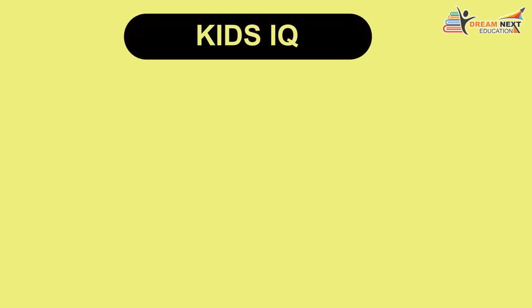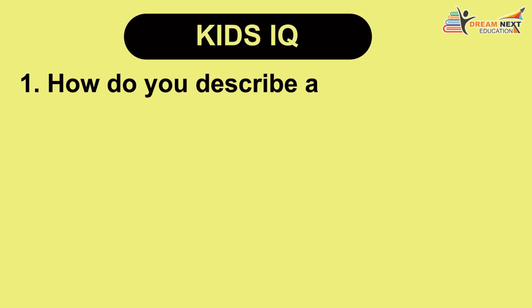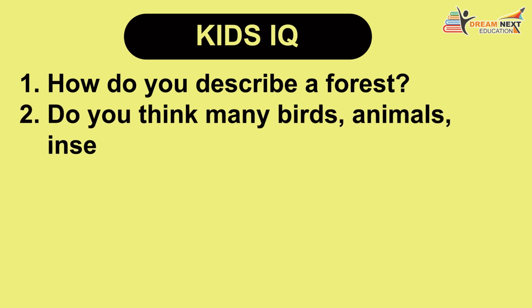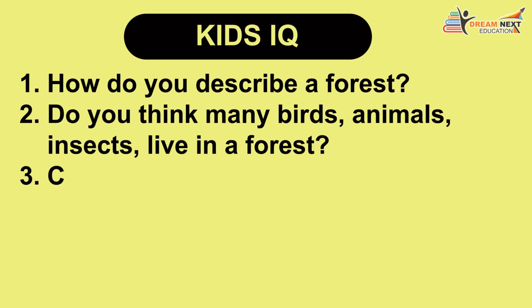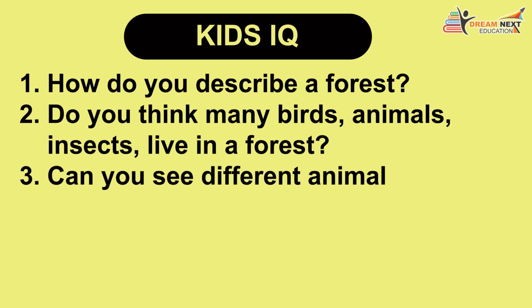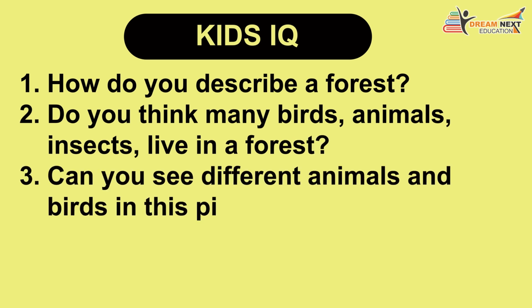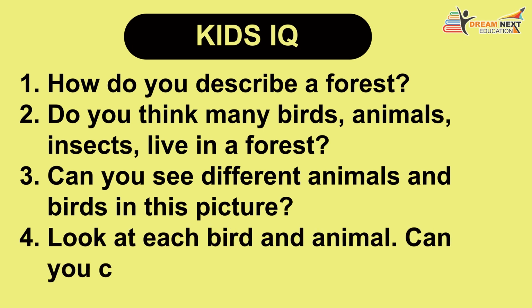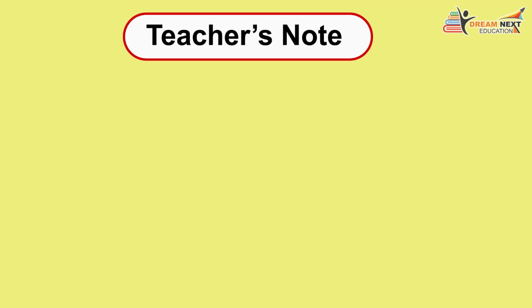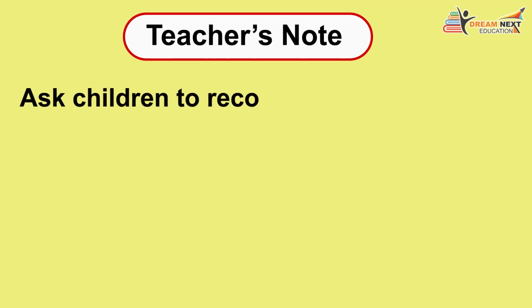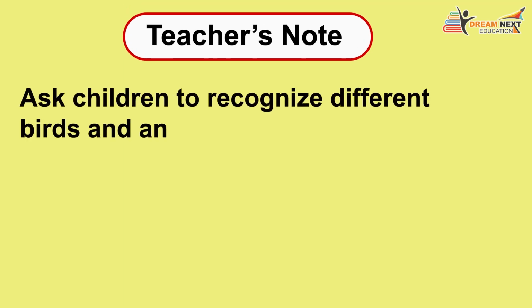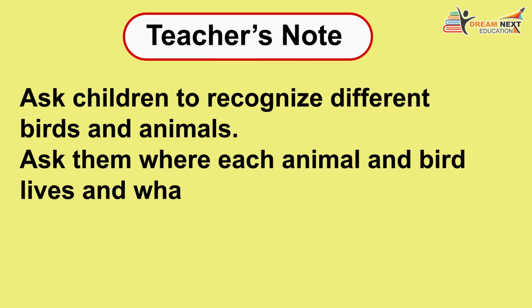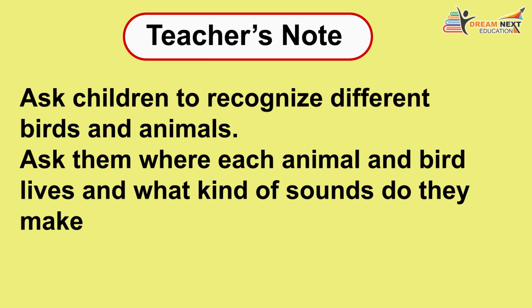Kids IQ. 1. How do you describe a forest? 2. Do you think many birds, animals, insects live in a forest? 3. Can you see different animals and birds in this picture? 4. Look at each bird and animal. Can you count them? Teachers note. Ask children to recognize different birds and animals. Ask them where each animal and bird lives and what kind of sounds do they make.